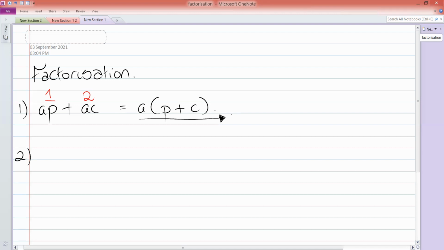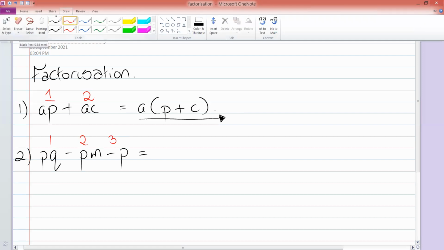So the way these questions will be set up, they'll ask you to factorize the following completely, if possible. The second one we're going to look at is PQ minus PM minus P. All right. So how many terms do we have this time? This time we have 1, 2, 3 terms. In those 3 terms, what is common in all 3 terms that I can factor out?